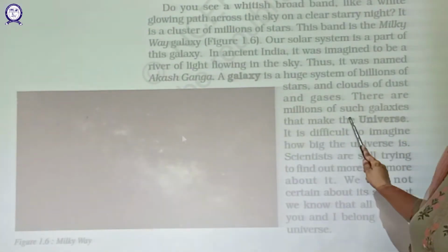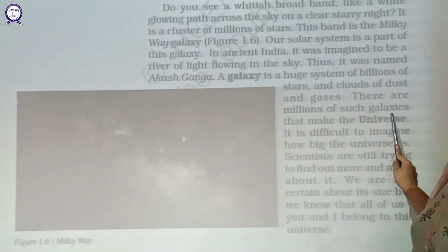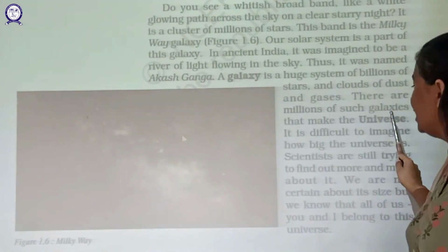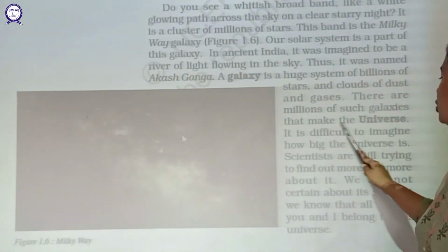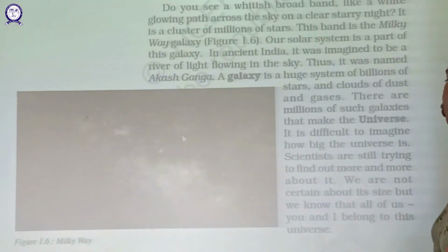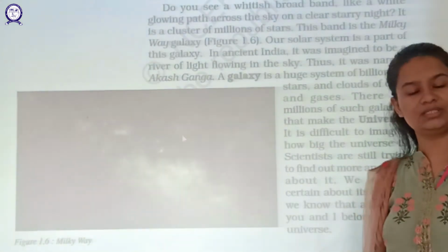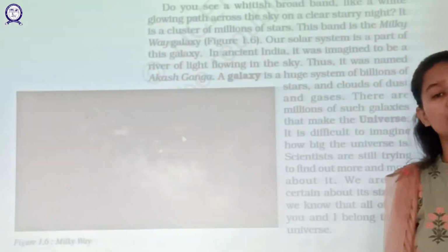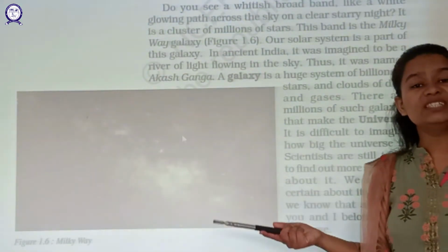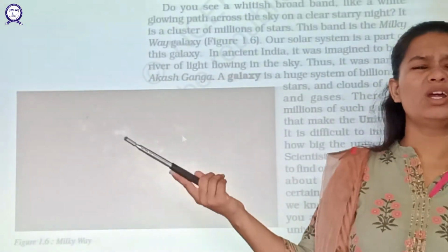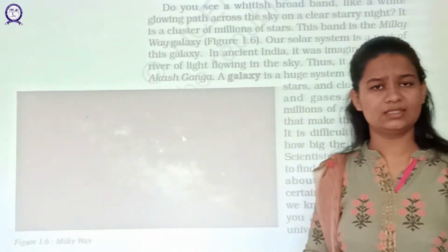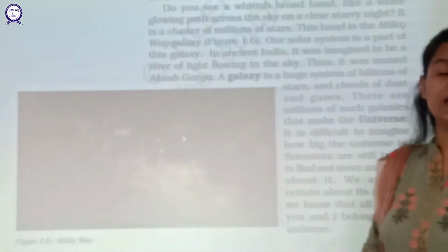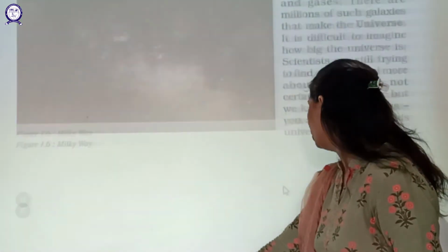There are millions of such galaxies, and millions of galaxies together frame the universe, and the universe is very big. We see the Earth is also a part of the universe. A variety of species, plants, that is flora and fauna, so many species lie in the whole universe, and some things are even unknown to us till now.